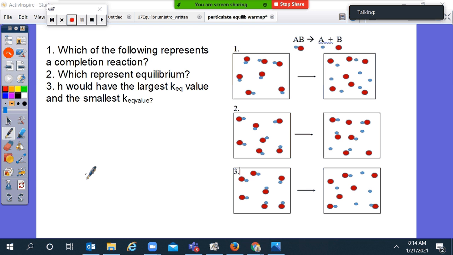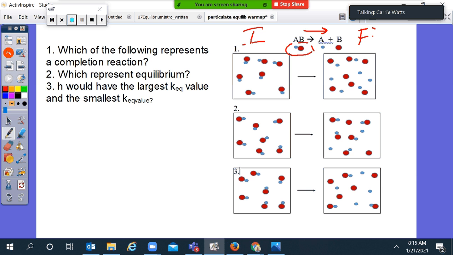The first thing is just to make sure you understand how this is written. Remember, the left side is going to be your initial conditions, how you start off, and this is your final conditions on the right. If the reaction goes to completion, that means you're going to start with all AB on the left and no AB on the right. So you're looking for the picture that has no combined blue and red.